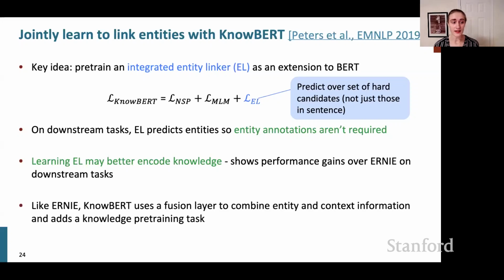So otherwise, Nobert has a lot of similarities to ERNIE. It uses a fusion layer that combines this context and entity information, and it introduces some knowledge pre-training task. So I'd say a high-level takeaway is if you want to use pre-trained entity embeddings in a language model, you'll probably at least want to consider both of these components in terms of actually being able to integrate the pre-trained entity embeddings and take the most advantage of the knowledge in them as possible.